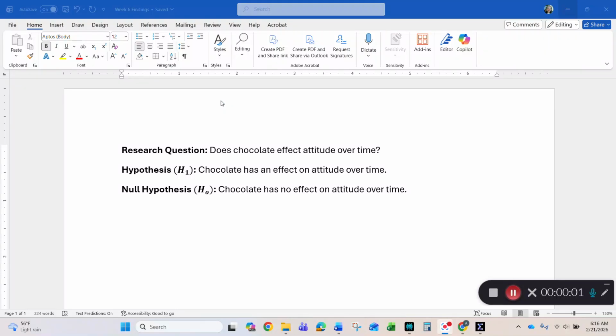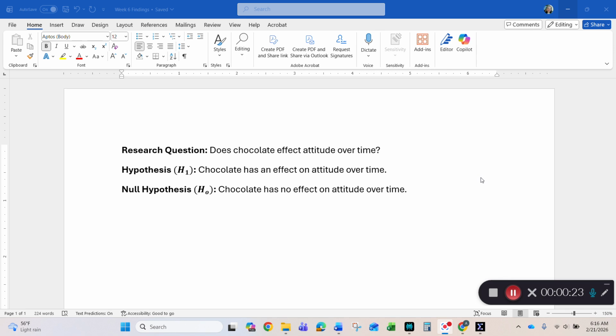Hi, my name is Ansley Adams, and today I will be demonstrating how to use SPSS to perform a repeated measures ANOVA using the chocolate and attitude data set in order to determine if chocolate affects attitude over time. My hypothesis is that chocolate has an effect on attitude over time, and my null hypothesis is that chocolate has no effect on attitude over time.